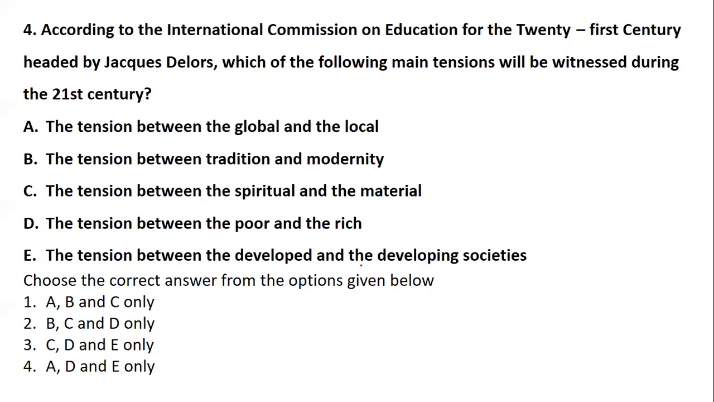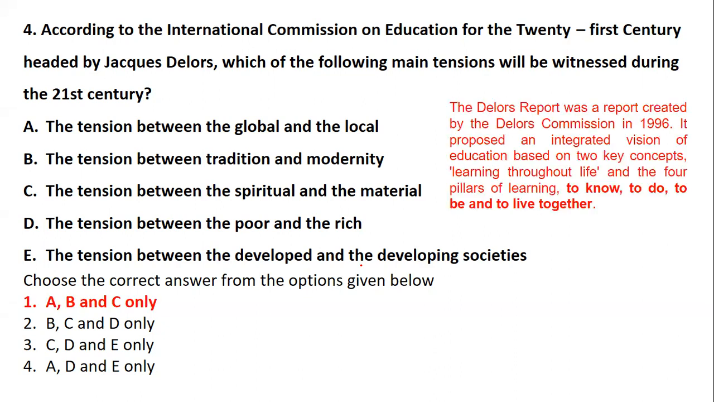So, from the given options, which indicate the main tensions that will be witnessed during this 21st century? Whether it is option A, B, C, D, E, all the codes are given, you have to identify them. So, let's see. Yes, it is options A, B, and C. That is tension between the global and the local, tradition and modernity, as well as spiritual and material.